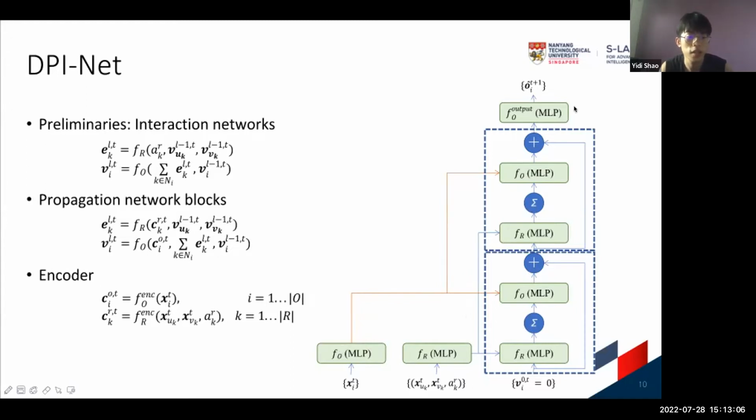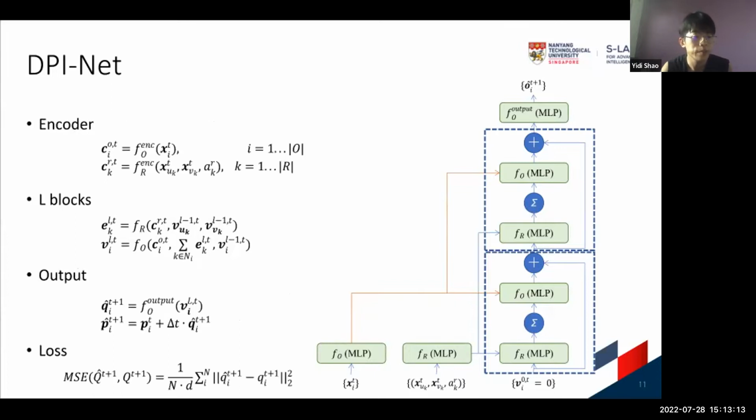One thing to notice is that each block is weight-shared, which is similar to a recurrent model to some extent. After that, we get the final representation of the particle features, and here is the output. The position for the next frame can be calculated by this function: velocity times delta t plus current positions. Finally, they apply the MSE loss on the velocities of each particle, which is shown here. So d here is the dimension of the output feature.